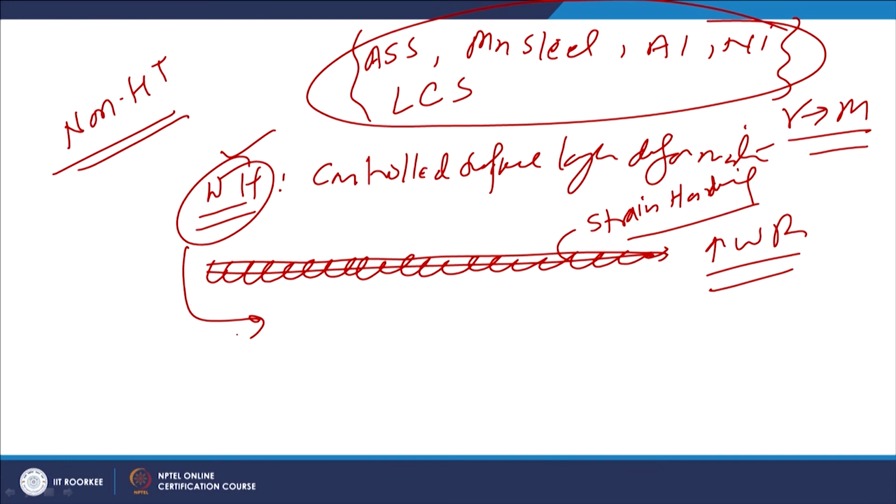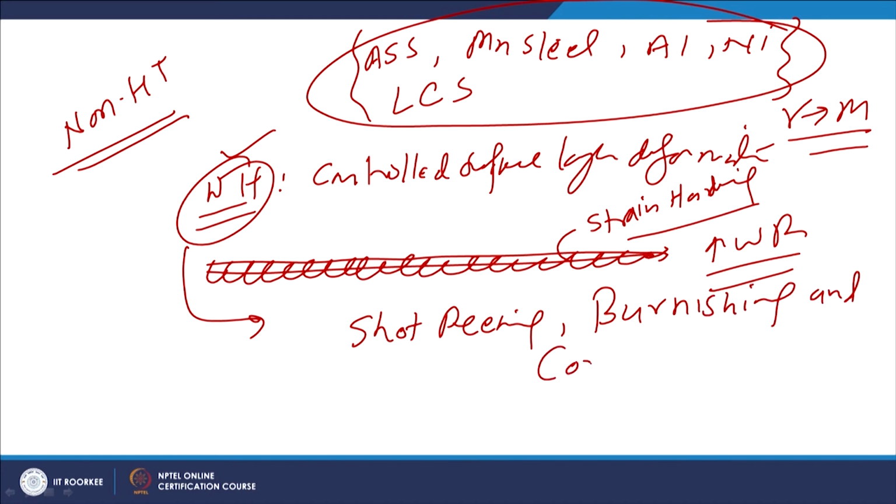The methods which are based on the work hardening approach include shot peening, burnishing, and contour rolling. In these methods, the near surface layers are deformed. There is also a completely newer process, friction stir processing, where near surface layers are deformed severely so that they get work hardened and improvement in mechanical properties is observed.